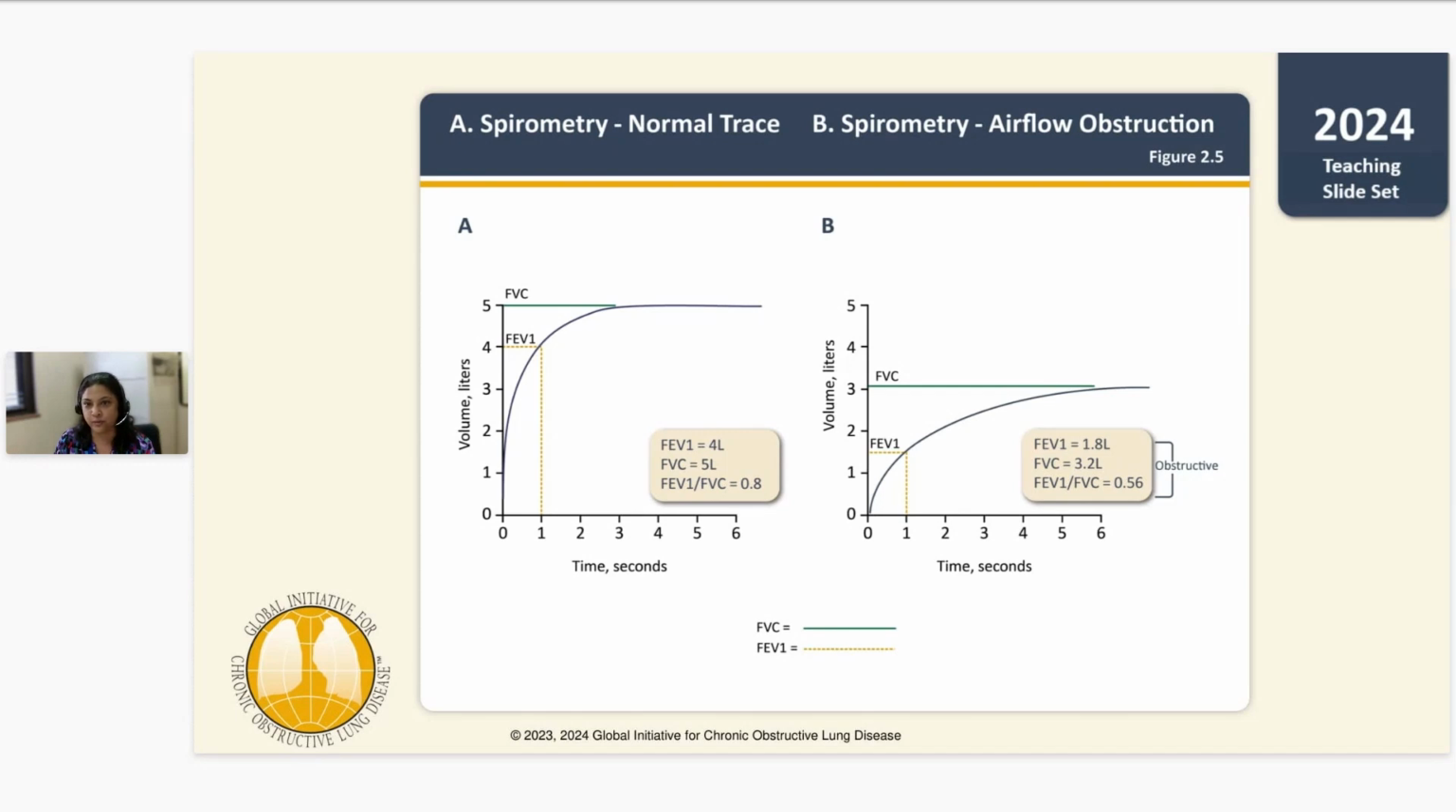So then the FEV1 is decreased compared to normal, and the FEV1 to FVC ratio is also decreased. This decreased ratio is what we use to diagnose obstruction, obstructive ventilatory defect. When you give a bronchodilator and there is still obstruction after you give bronchodilator, that's confirmation that this patient has a fixed obstruction or chronic obstructive pulmonary disease.